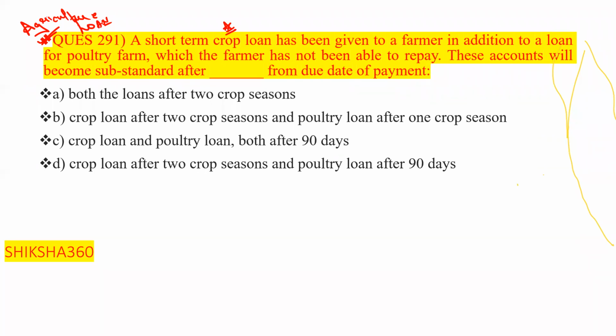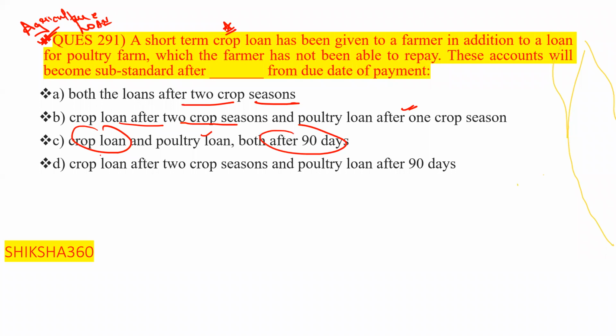Basically, they have two loans. First one is the short-term crop loan. Along with that, they have one more loan, that is the poultry farm loan. So the first option is both loans after 2 crop seasons, crop loan after 2 crop seasons, and poultry loan after 1 crop season. Clear? Poultry loan is not based on any crop. So why would we consider a crop? Crop loan and poultry loan both after 90 days.